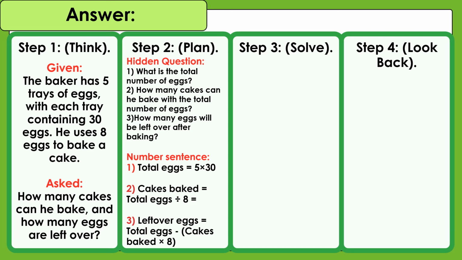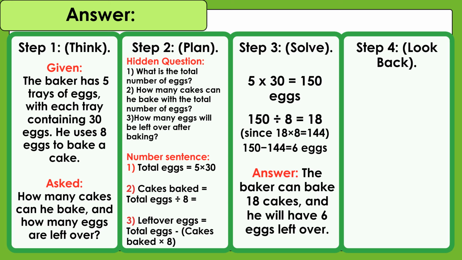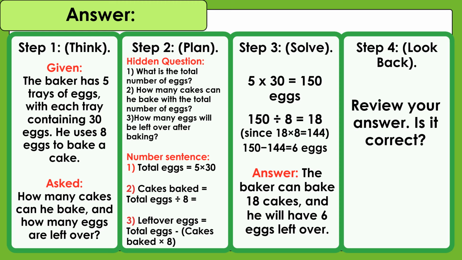Step 3. Solve. 5 times 30 equals 150 eggs. 150 divided by 8 is equal to 18. Since 18 times 8 is 144, then 150 minus 144 is equal to 6 eggs. The answer: the baker can bake 18 cakes and he will have 6 eggs left over. Step 4. Review your answer. Is it correct?